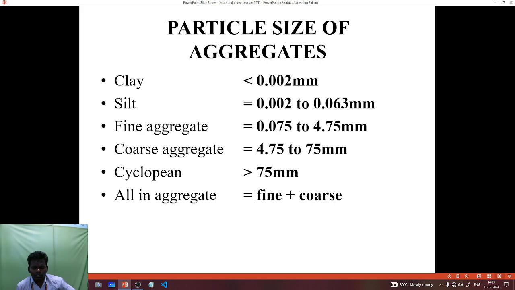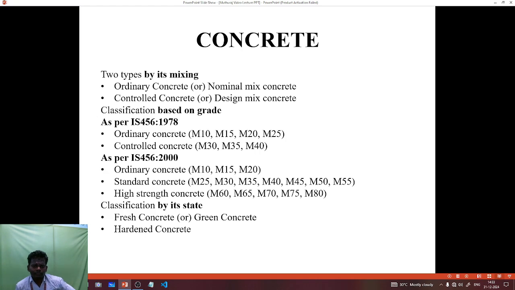Both fine aggregate and coarse aggregate together are also collectively called all-in aggregate. And now we could combine water, aggregate and cement, which are collectively called concrete. There are two types by mixing: ordinary concrete or nominal mixed concrete, and controlled concrete or design mixed concrete.